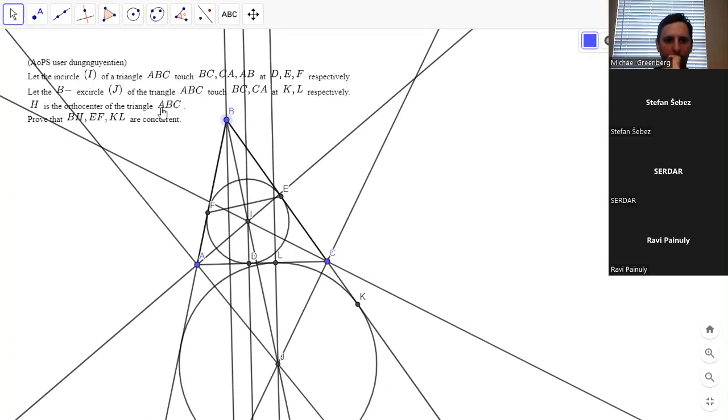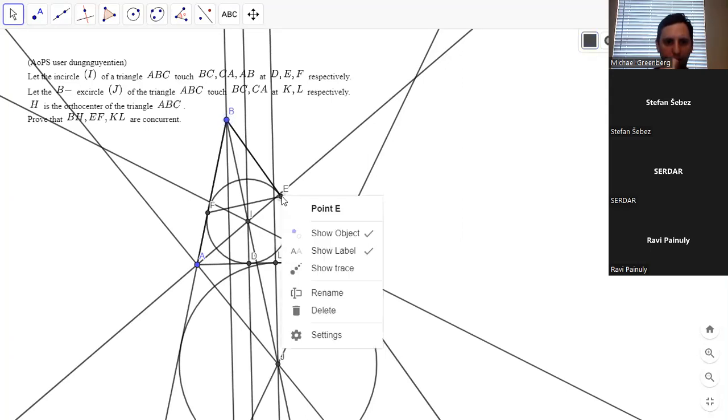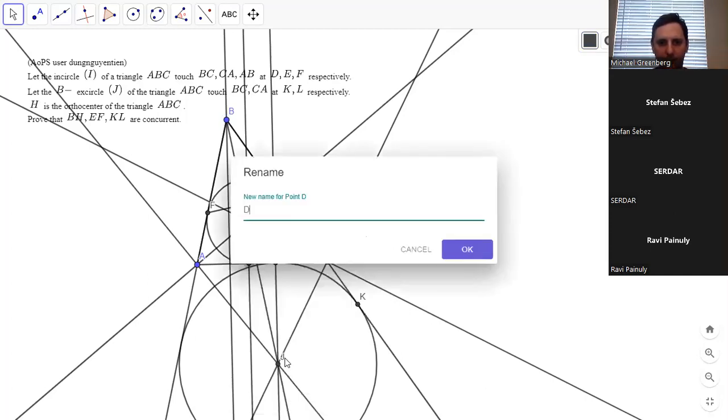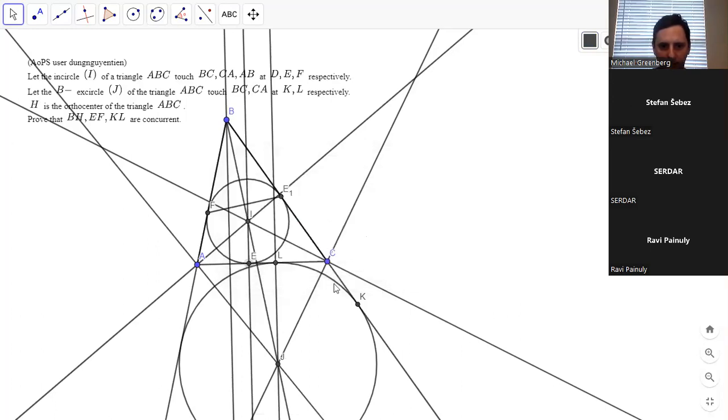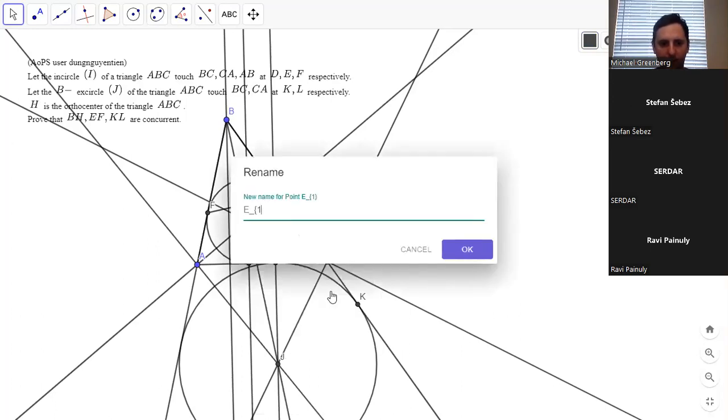H, we have the incircle. We have the B-excircle. Touches BC. Oh, I did these points wrong. B, so this is D. Okay, this should be E. And then I think it works. There we go.